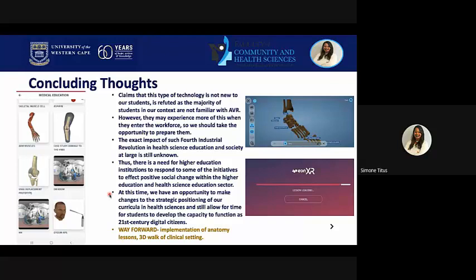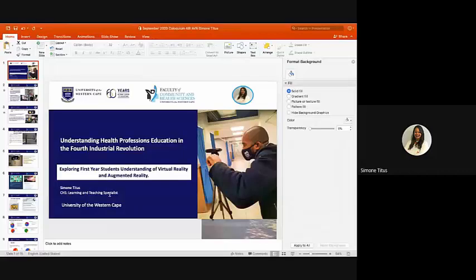And lastly, I think it's a good opportunity for us at UWC to strategically position ourselves in terms of our curricula for health science education, because it may allow students to function more at a higher level as 21st century digital citizens. Thank you, colleagues.